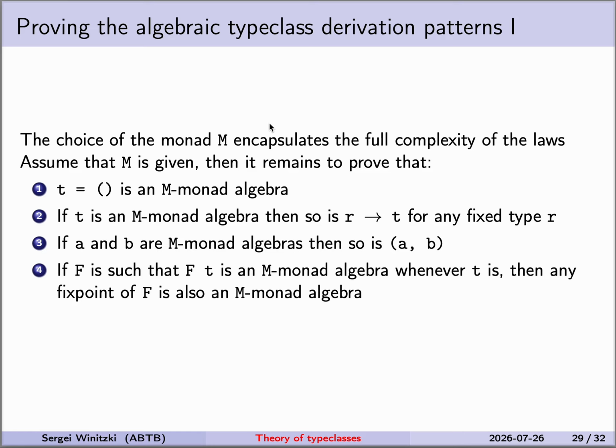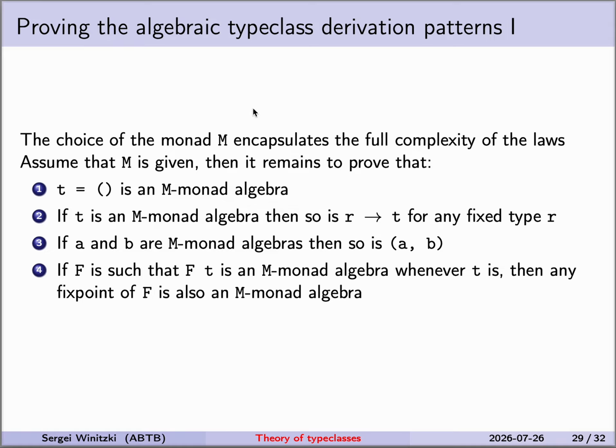It gives us a technique to show that certain type class derivation patterns will work in the same way for all type classes and for all sets of laws. We begin with algebraic type classes. So suppose that we have found somehow the monad M that encapsulates the law.